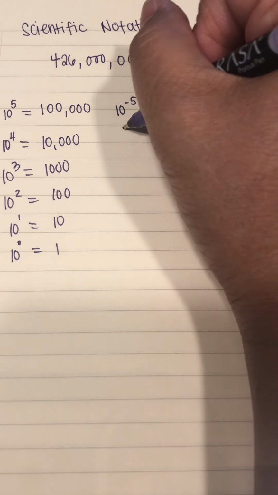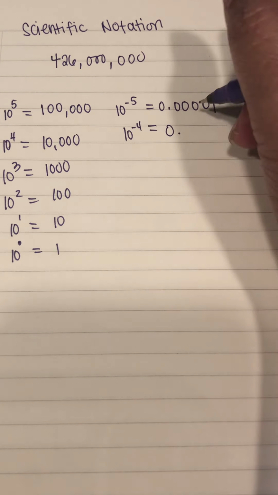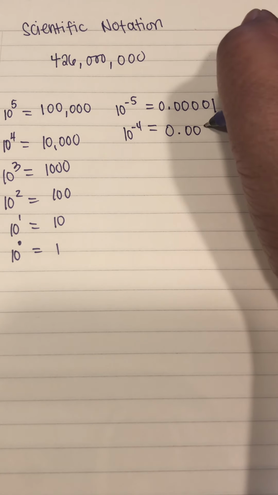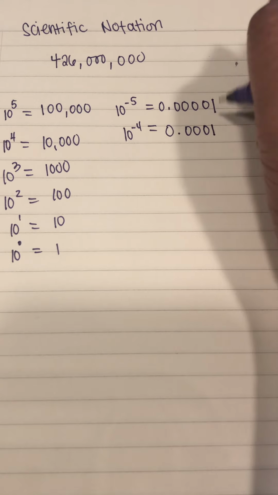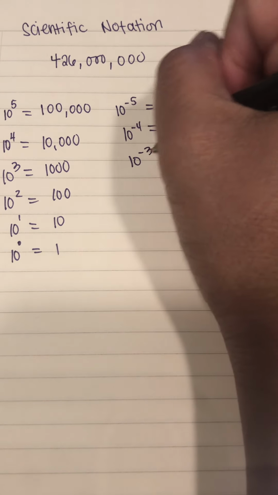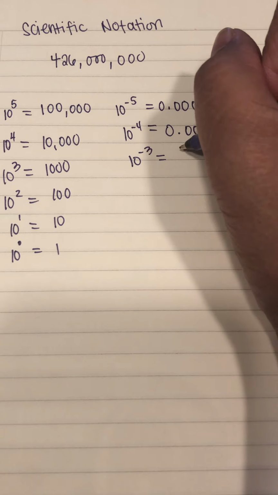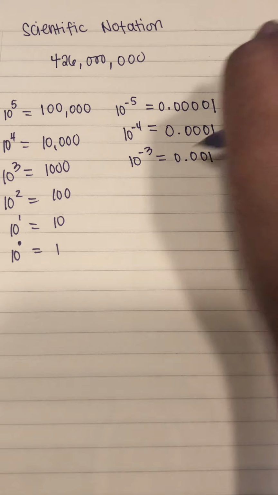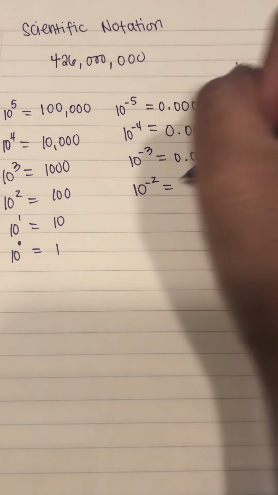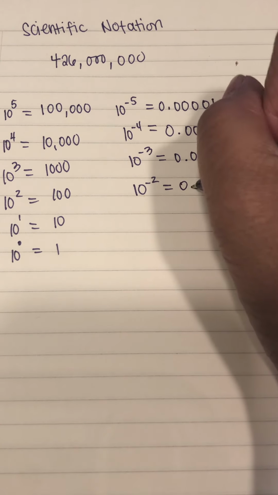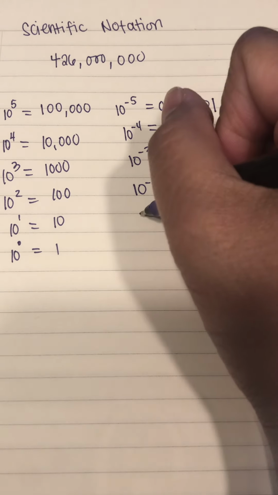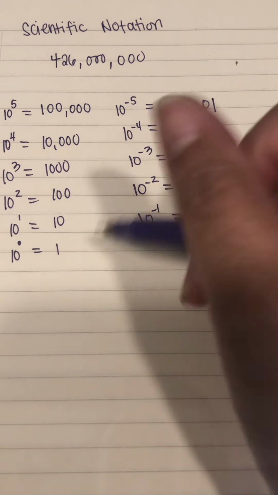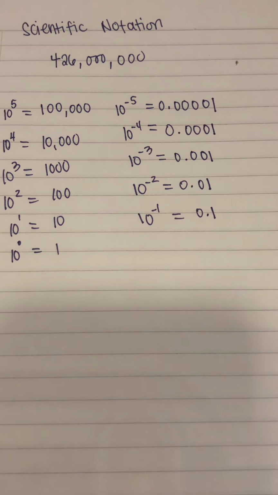And then 10 to the negative 4 is 1/10,000th. So that means tens, hundreds, thousands, 1/10,000th. 10 to the negative 3 is 1/1,000th. So that would be tens, hundreds, 1/1,000th. 10 to the negative 2 is 1/100th. So tens, 1/100th. 10 to the negative 1 is 1/10th. And there's our 10 to the power 0.